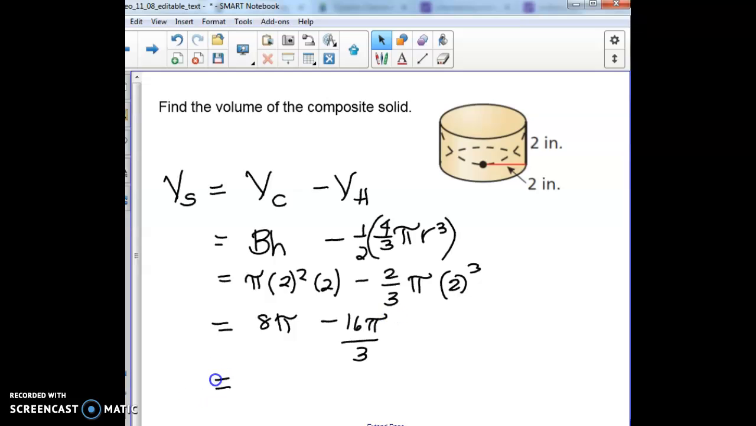So if we simplify this and round off to the nearest tenth, verify if I'm wrong, but okay, I'm getting 8.4 cubic inches. So that's the volume of the composite solid.